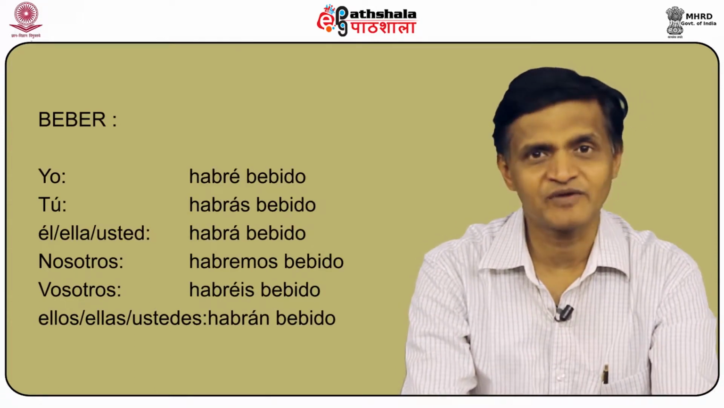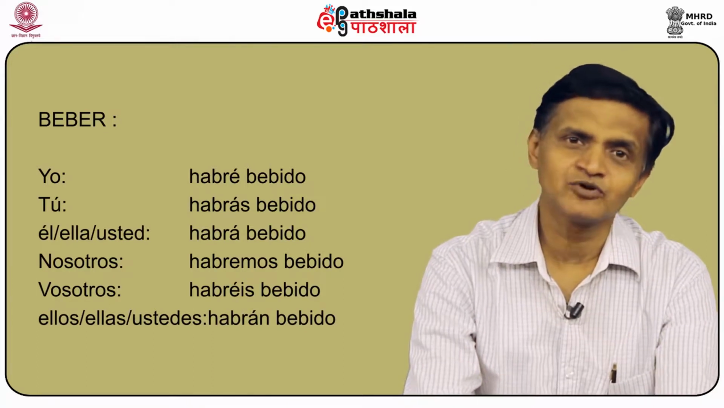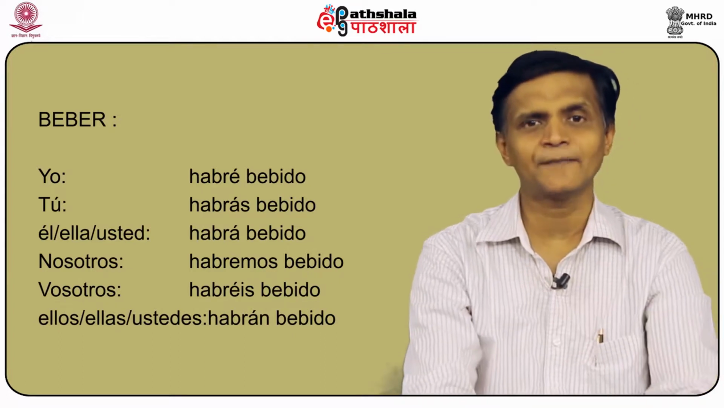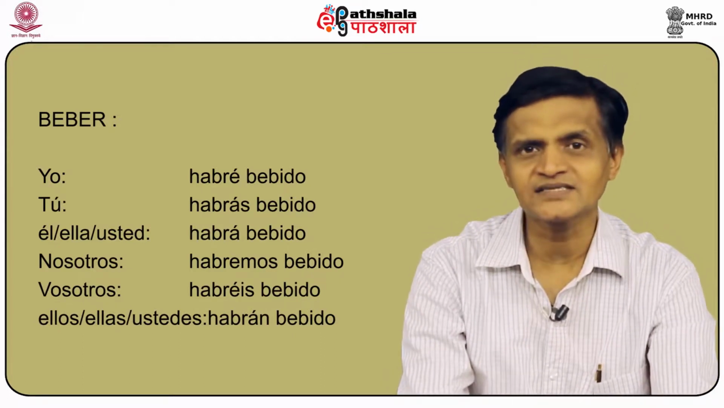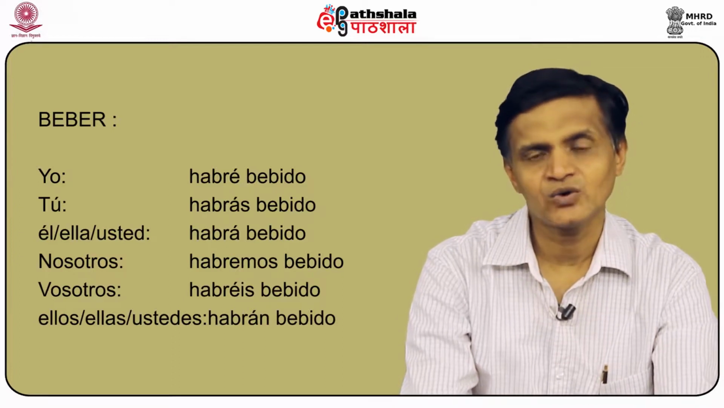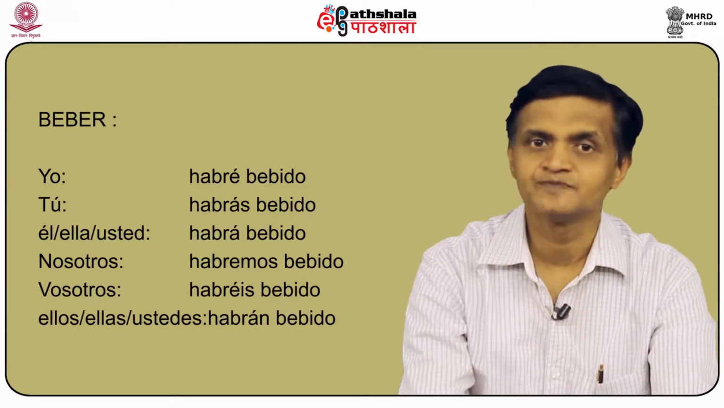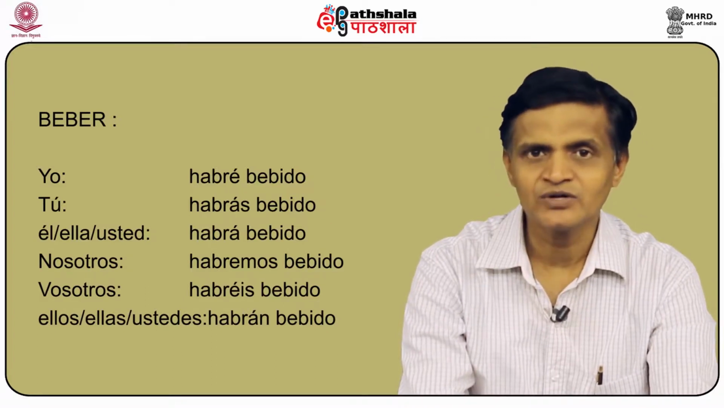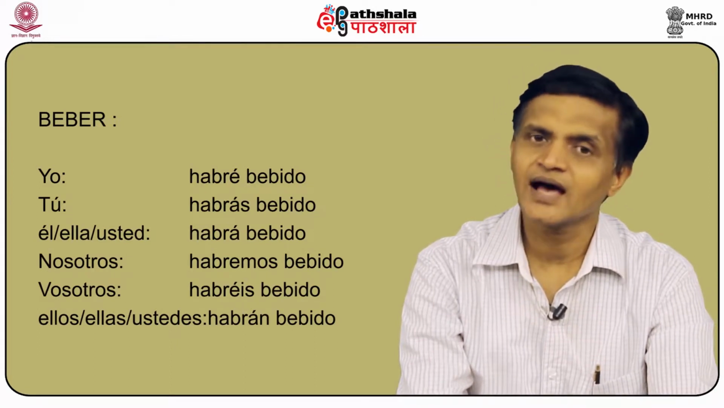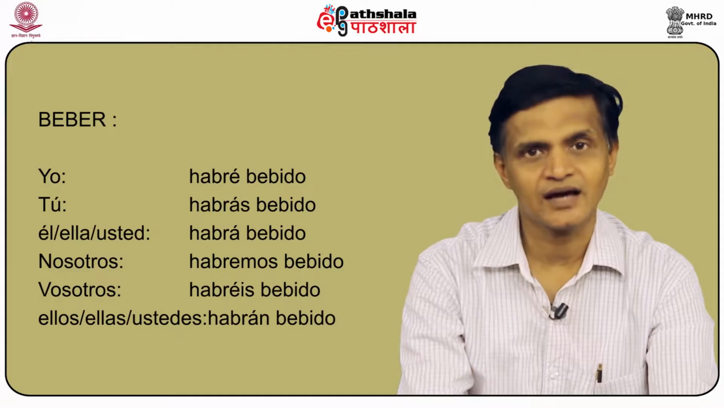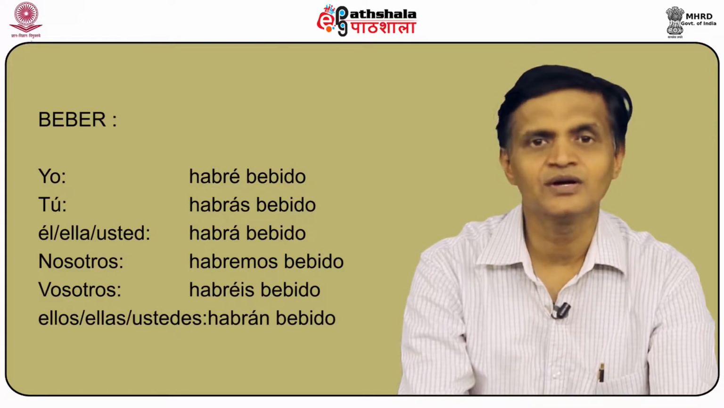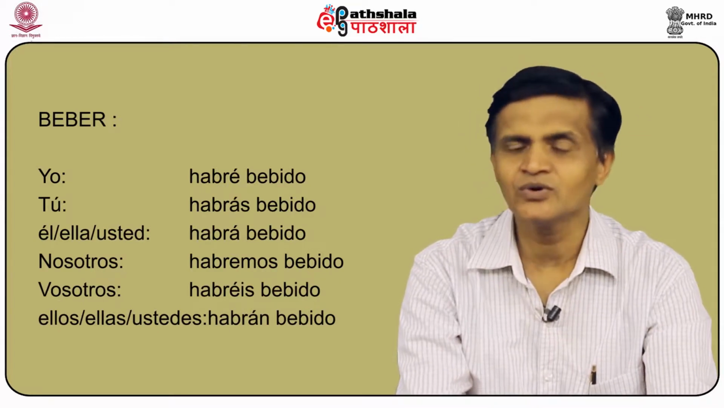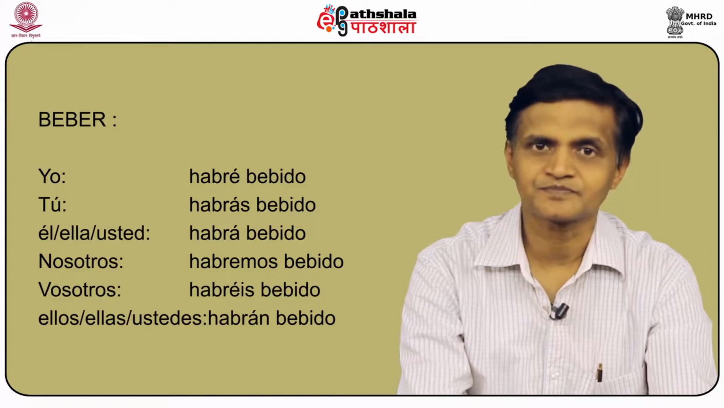In the same sense, beber also has the same set pattern. Remove the ER of beber, put ido, and put the habré, habrás, habrá. So the conjugation of beber would be yo habré bebido, tú habrás bebido, él, ella, usted habrá bebido, nosotros habremos bebido, vosotros habréis bebido, and ellos, ellas, ustedes habrán bebido. I repeat, habré bebido, habrás bebido, habrá bebido. The plural, habremos bebido, habréis bebido, and habrán bebido.